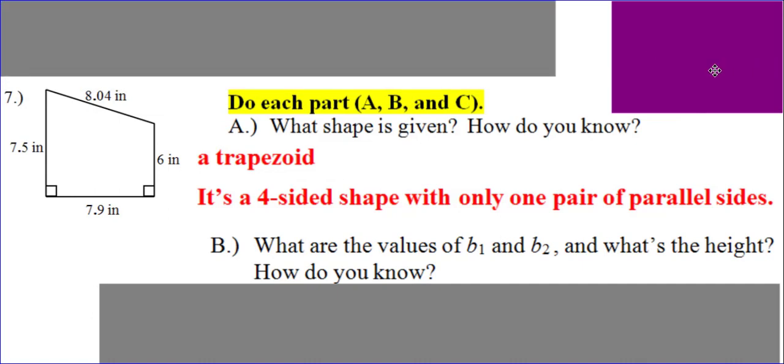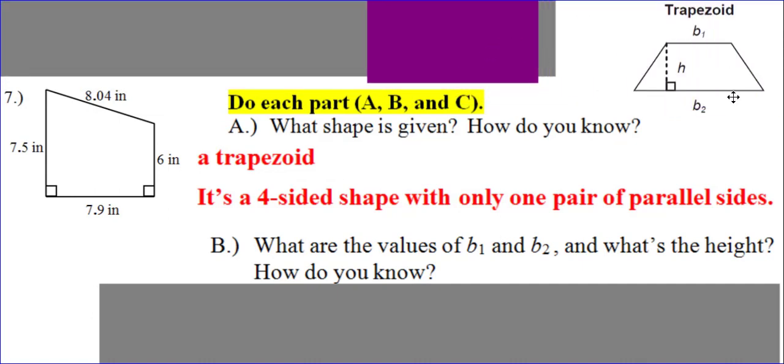Now, it's not your traditional drawing of a trapezoid that you would see on the formula sheet. But since it's a four-sided shape, and the left and right side are the two sides that go in the same direction, that's what we call parallel sides. But the top and bottom are not parallel. They don't go in the same direction. This is why it's a trapezoid, not a rectangle or parallelogram.